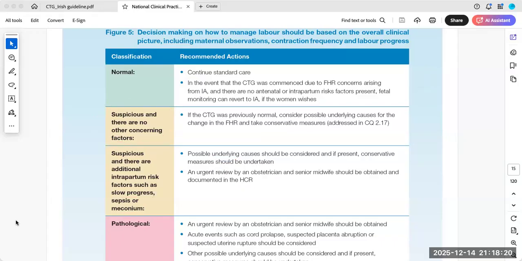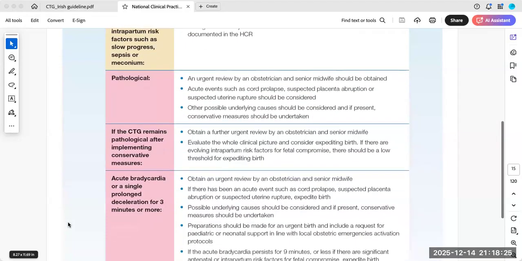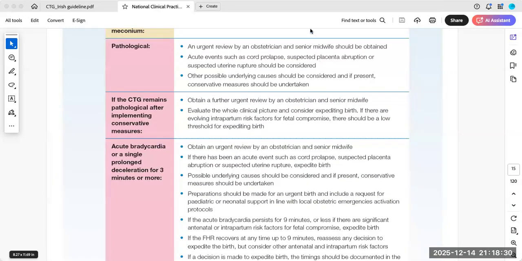How about if this is pathological? If pathological, an urgent review by obstetrician and senior midwife should be obtained. Acute events will be excluded, such as cord prolapse, suspected placental abruption, or uterine rupture, and other underlying causes should be considered, and if present, conservative measures should be undertaken. If the CTG remains pathological after implementing conservative measures, obtain a further urgent review and evaluate the whole clinical picture and consider expediting birth. Okay?